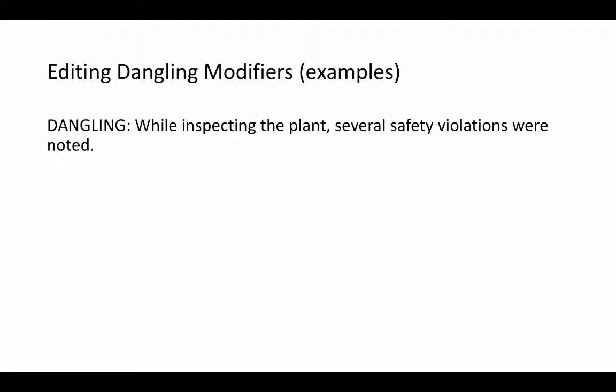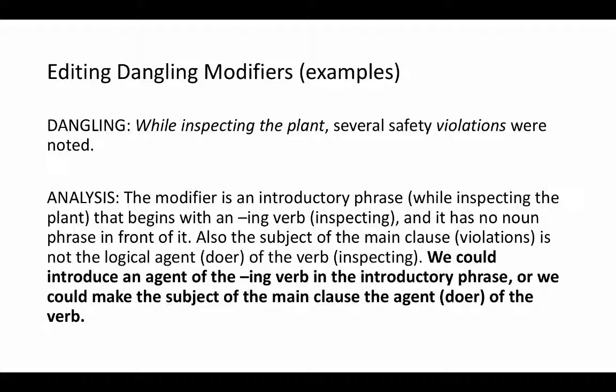While inspecting the plant, several safety violations were noted. Now, here's why it's a dangler. While inspecting the plant, and then the subject of the main clause is violations. Now, violations do not logically inspect plants, so this is illogical. In the introductory phrase, while inspecting the plant, it begins with an ing verb, right? Inspecting. And it has no noun phrase in front of it. Also, the subject of the main clause, violations, is not the logical doer of that verb.